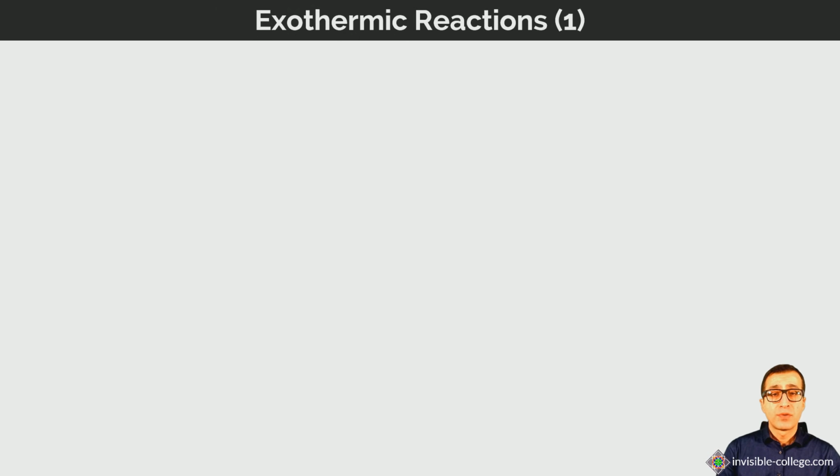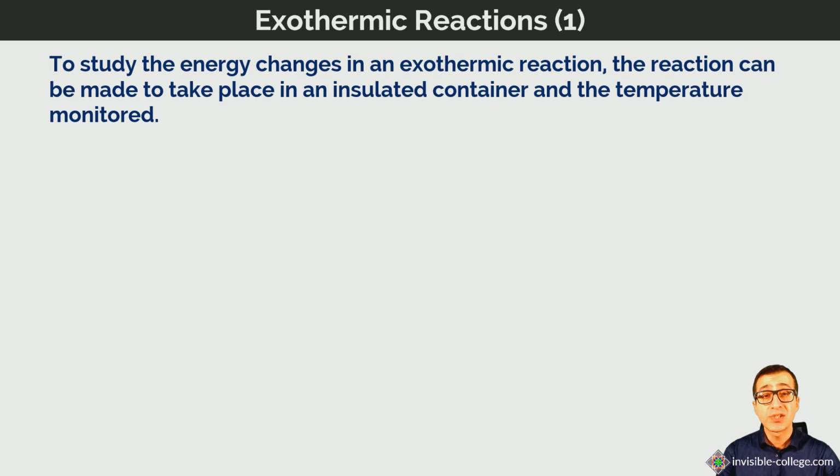So we've looked at a number of different contexts here. We've looked at how we can measure the energy changes of reactions. So let's take a look at the different kinds of reaction categorized as to whether or not they give energy out into the surroundings or whether they take energy in from the surroundings. If we wanted to study the energy change in an exothermic reaction, the reaction can be made to take place in an insulated container such as a bomb calorimeter, and the temperature can then be measured.